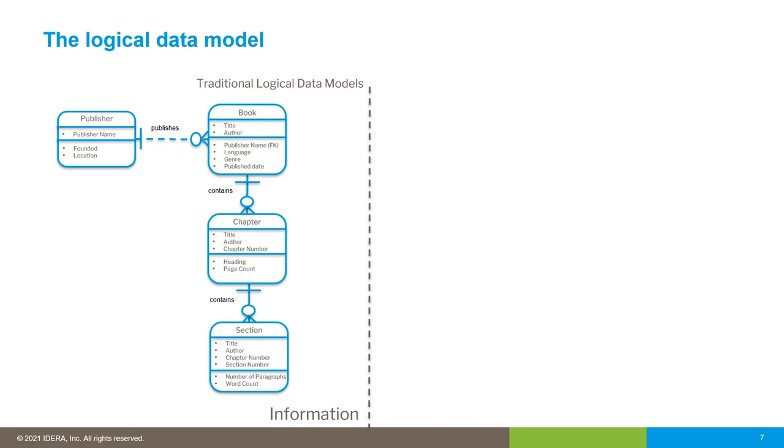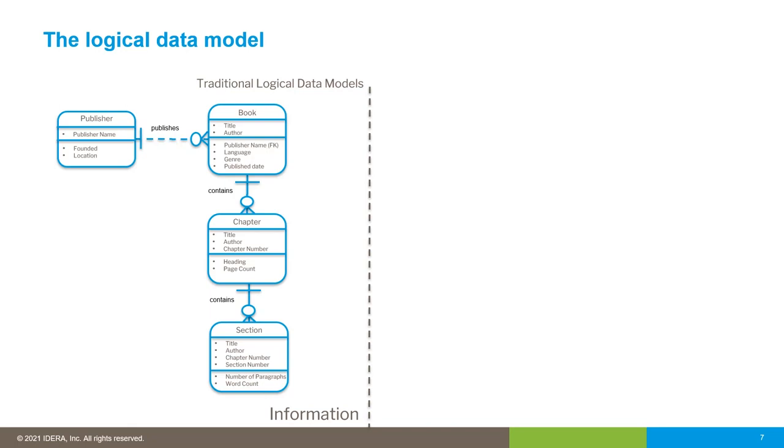So we can see the identity of the publisher that publishes that book. It allows us to join those entities together. Now, from book to chapter, we've got a different kind of relationship. This is an identifying relationship. So you can see that a book identifies the chapter within it. The chapter then identifies the section within that chapter.